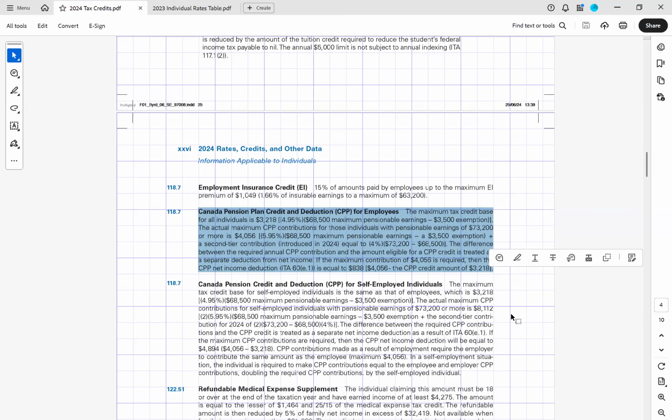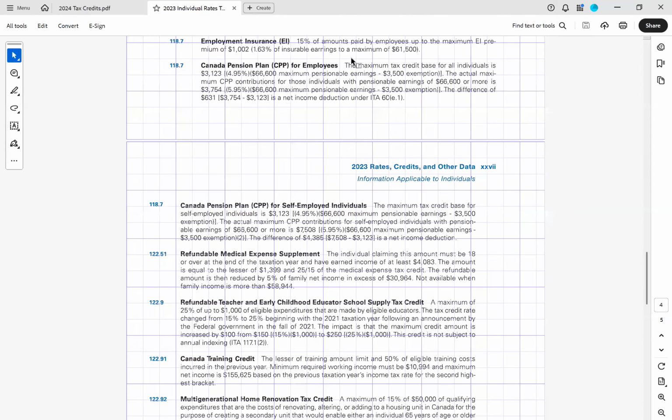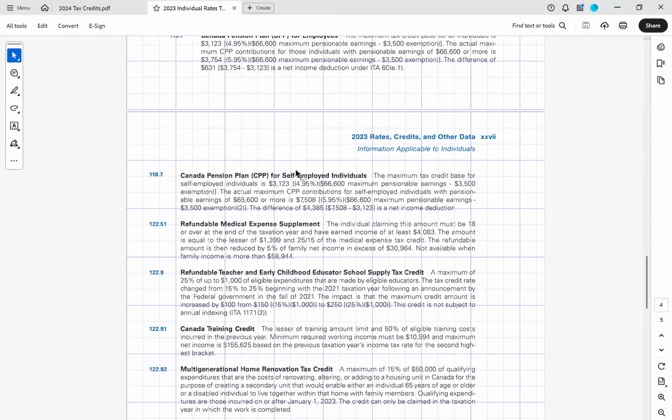Now, for 2023, the amounts are different. You don't have the 2023 rates table, so I wouldn't worry about it. But the reason I'm showing you this is that they may come up in some of those self-study problems. Let me just switch over to the 2023 rates table.